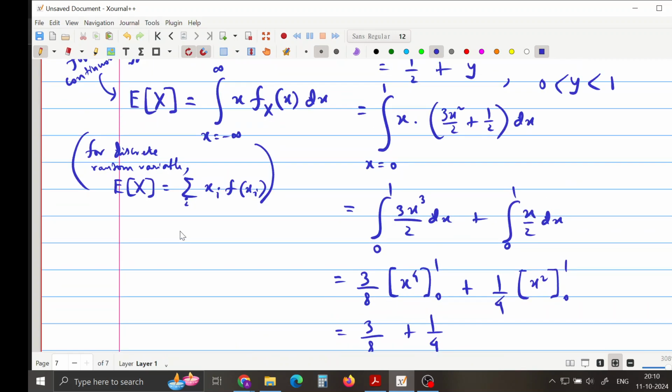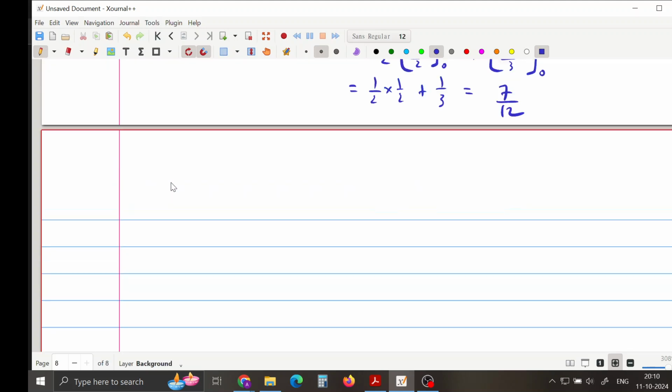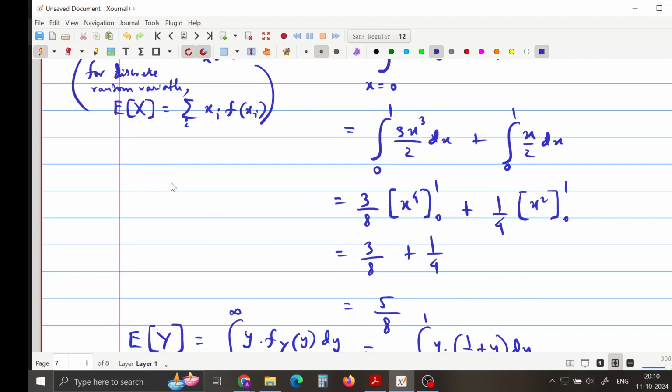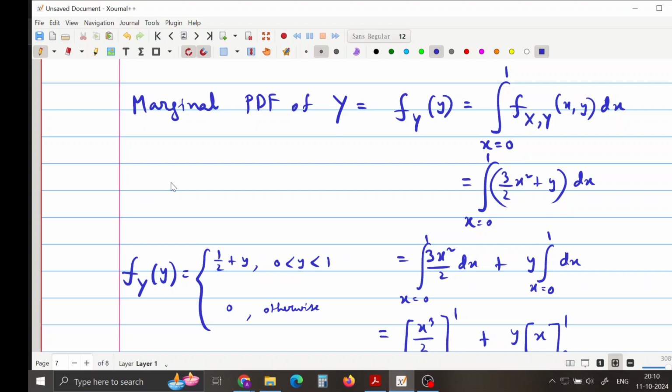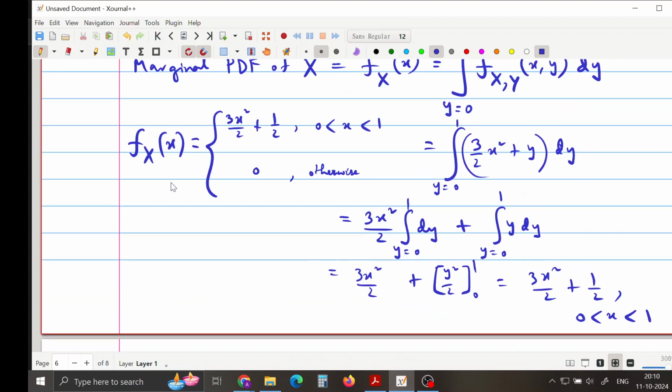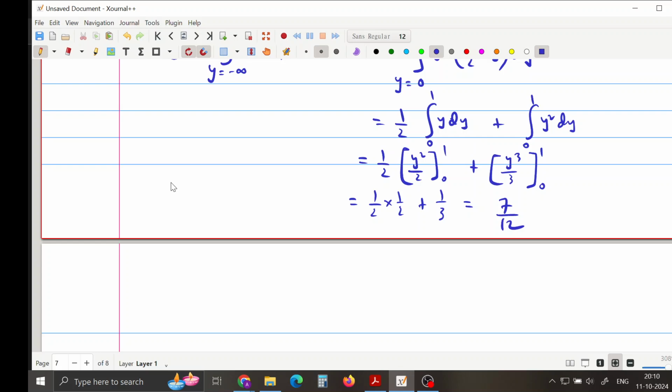Okay, expectation of x and expectation of y we have calculated. Now we also have to find the expectation of x squared and expectation of y squared, because we will need them to find the variance of x and y. So let's do that.